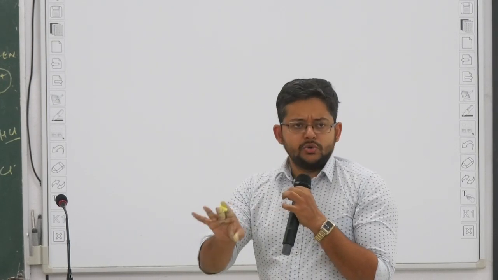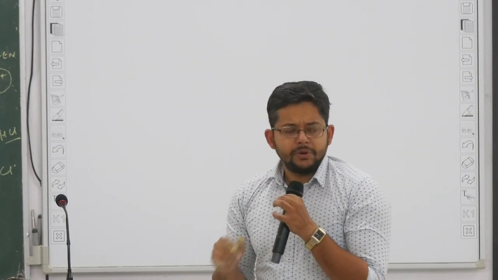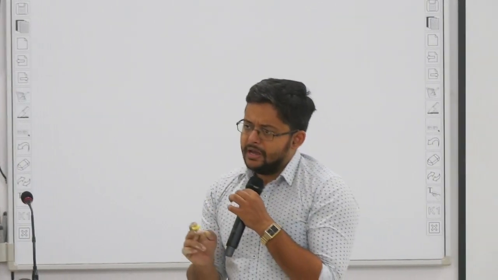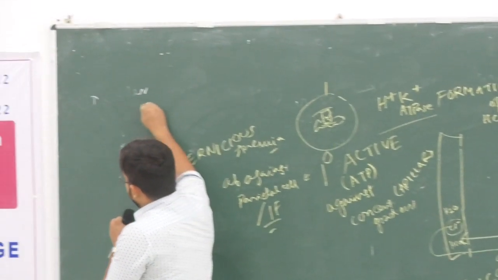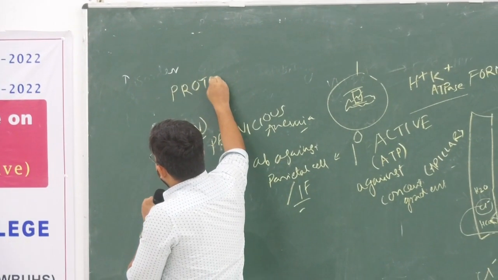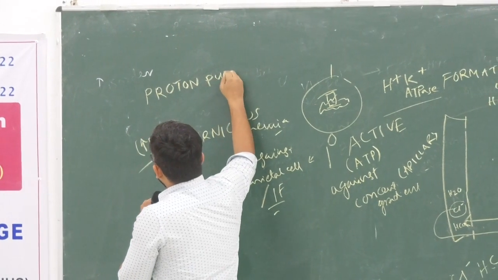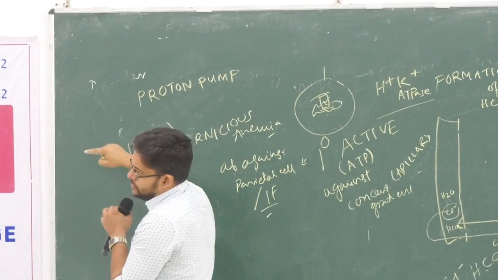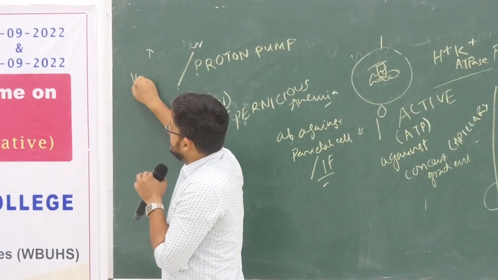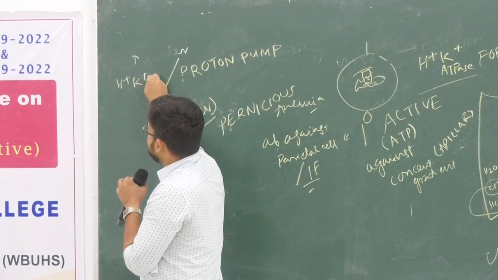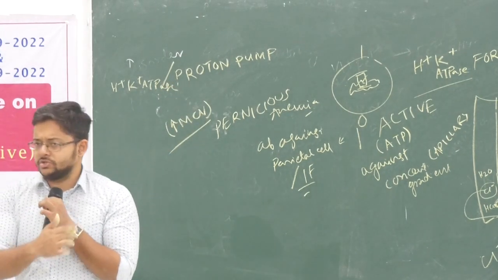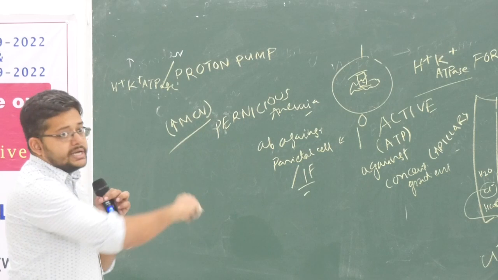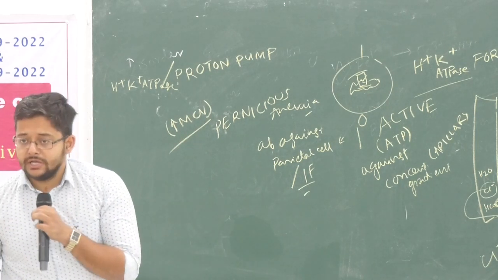This much is what you need here. What is important here is that H plus K plus ATPase has a specific name, and we call it the proton pump. Remember, this has come many times in the exam. How can it come in the exam? As a short note, it can be proton pump, it can be H plus K plus ATPase. If a 5-mark short note comes, you have to give this diagram definitely, along with something you need to mention.